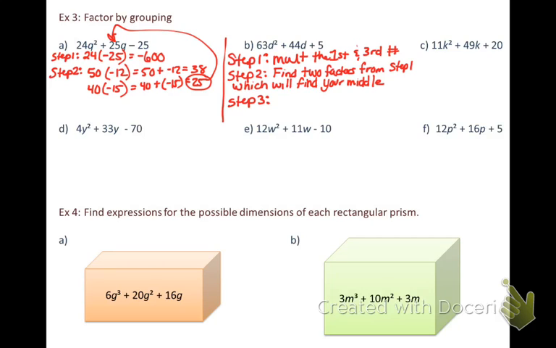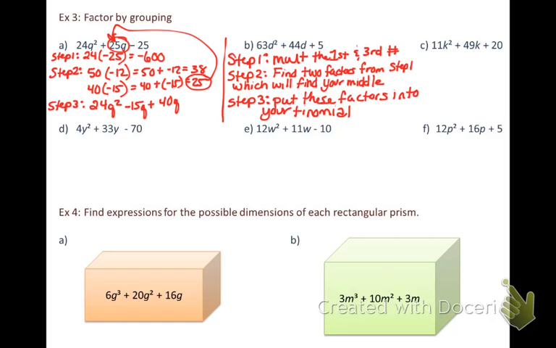Step 3, put these factors into your trinomial. So, you're going to take these two factors and put them in for your 25q. So, your new trinomial is going to become a 4-term polynomial. So, it will be 24q squared minus 15q, and then plus 40q minus 25.